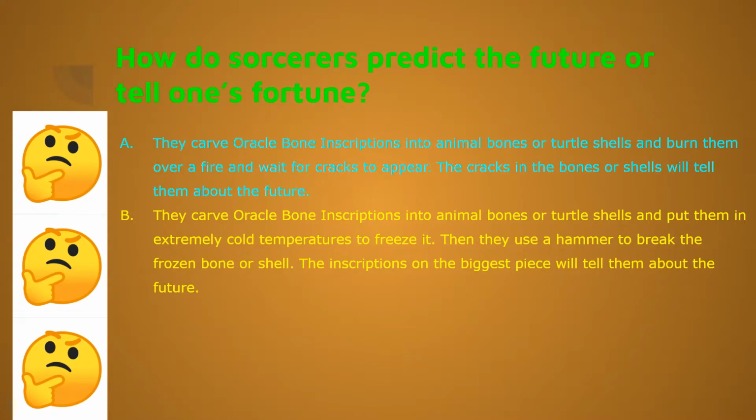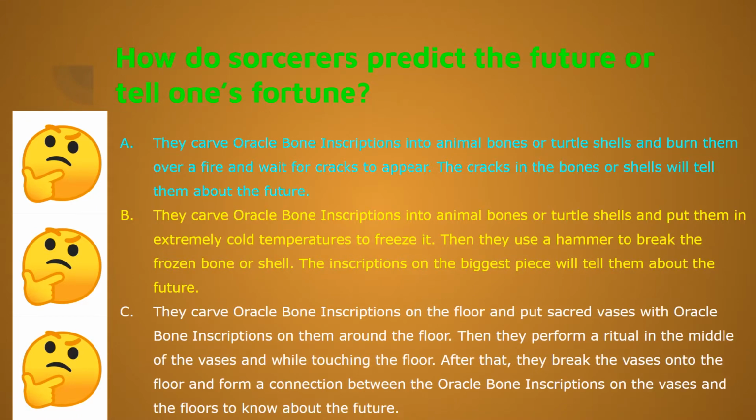Or B. They carve oracle bone inscriptions into animal bones or turtle shells and put them in an extremely cold temperature to freeze it. Then they use a hammer to break the frozen bone or shell. The inscriptions on the biggest piece will tell them about the future. Or C. They carve oracle bone inscriptions on the floor and put sacred vases with oracle bone inscriptions on them around the floor. Then they perform a ritual in the middle of the vases and while touching the floor. After that, they break the vases onto the floor and form a connection between the oracle bone inscriptions on the vases and the floors to know about the future.